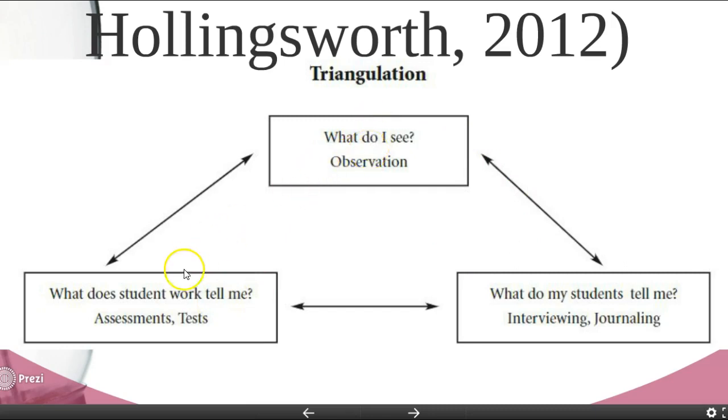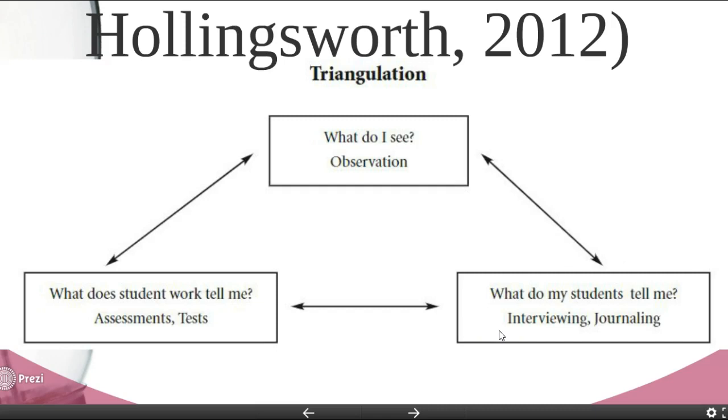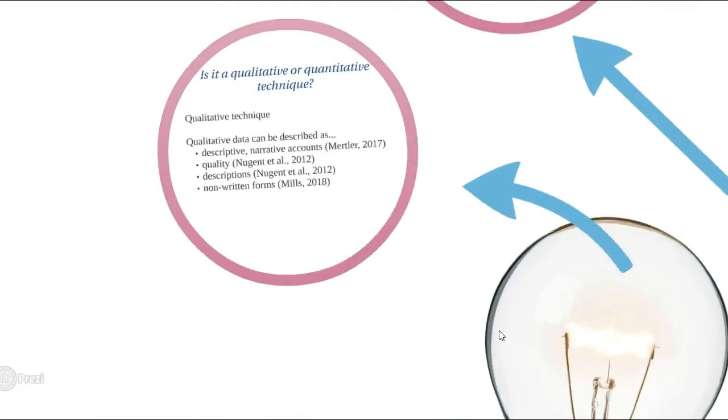With observation, you're looking at what you're seeing, but then that also affects, okay, what does the student work tell me, and how can I change up my assessments and tests, for which you're taking the quantitative data, and what are my students telling me, through interviewing and journaling. So I included the triangulation method because I thought that was an important procedure, because it also helps with the credibility and the validity, which I also get to.